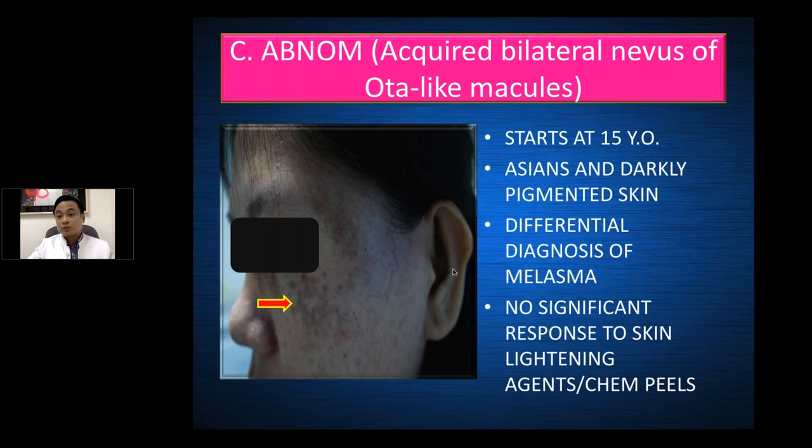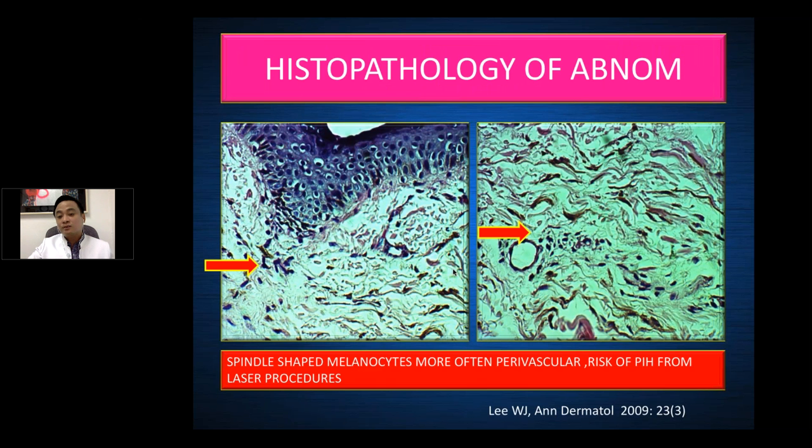So this is the histopathology of abdomen. And this is just to illustrate the fact that we're dealing with spindle-shaped melanocytes in the dermis. So we need to use the laser to reach these melanocytes. And because most of the melanocytes are surrounding the blood vessels, there is a high risk of post-inflammatory hyperpigmentation if we use very high settings.